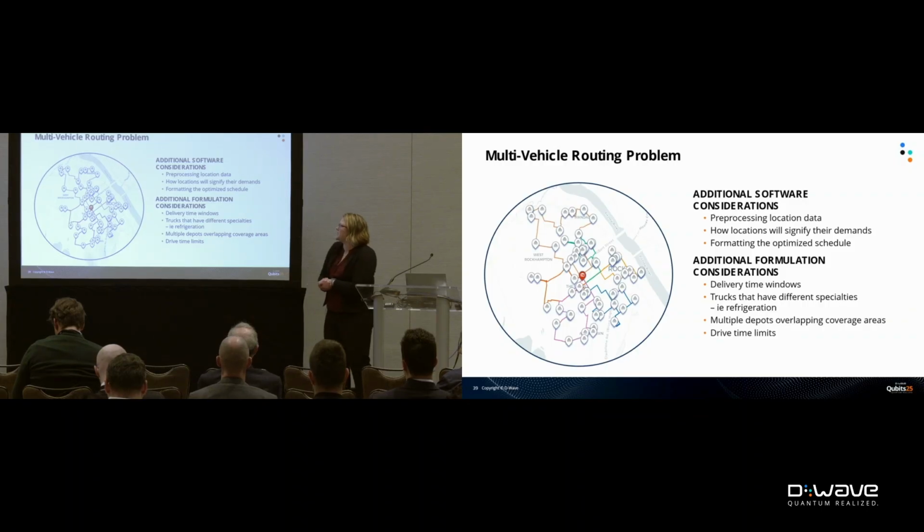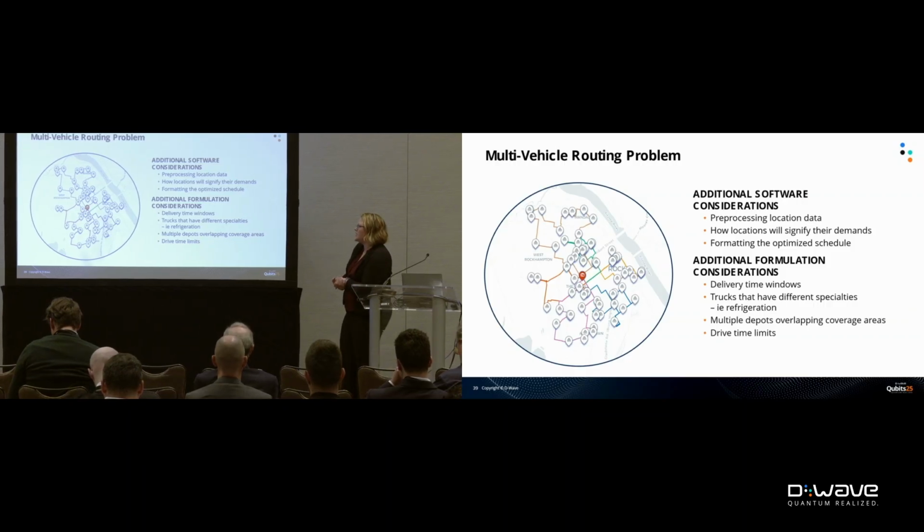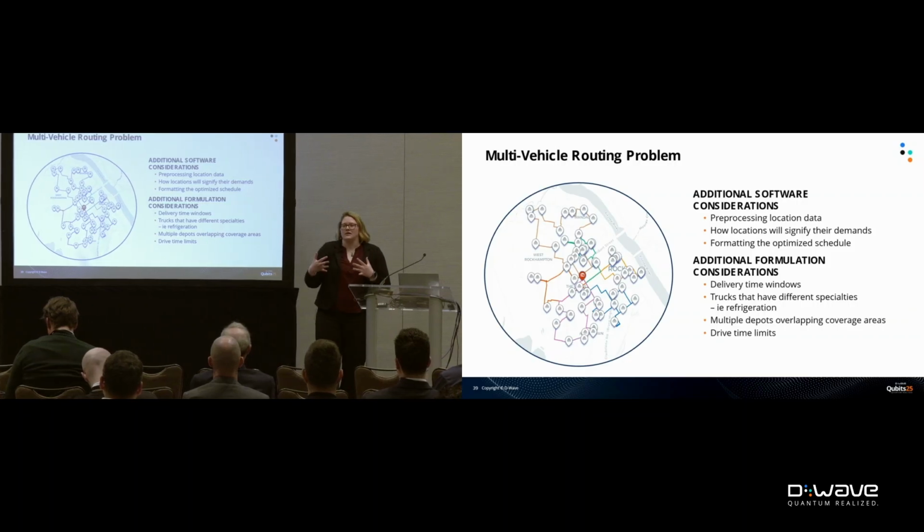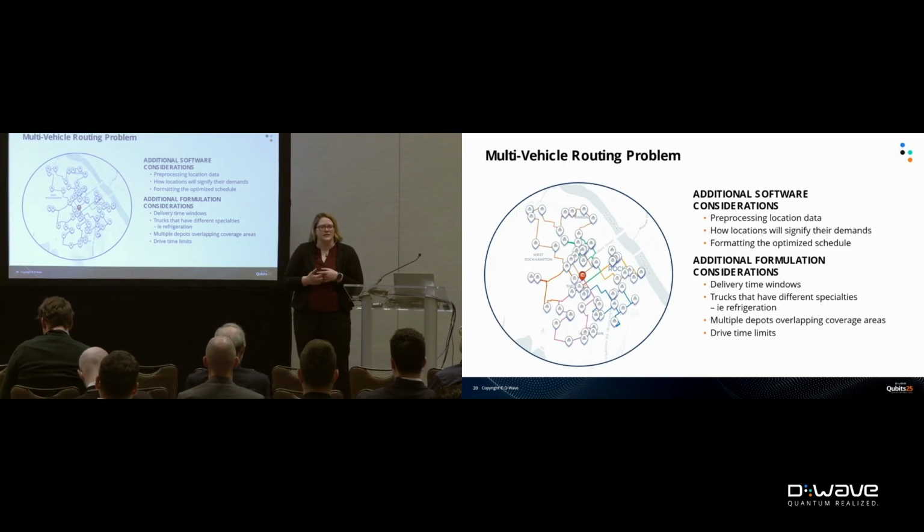We'll think about additional formulation things. Maybe I need to add some additional complexity into the model to make sense for the situation on the ground. Maybe we have multiple depots. Maybe we have trucks that have different specialties, so we have to define which truck can go to which location based off of what it's carrying. Maybe we have drive time limits. Maybe we have delivery time windows. These are all extensions to that next level. These are the things we work on in a professional services engagement, taking the basic idea and translating it into something that's useful for the day-to-day.